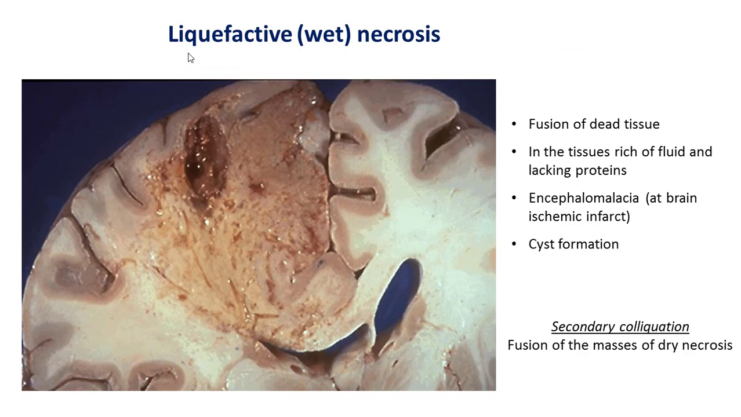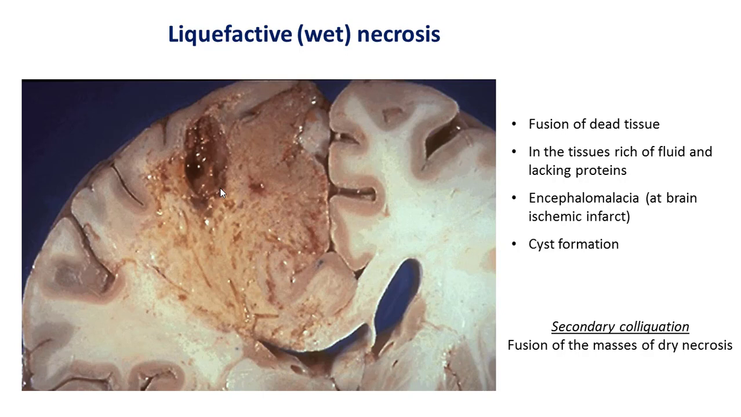The liquefactive or wet necrosis. The usual or typical location for wet necrosis is the brain. Under ischemic necrosis or infarction of the brain, this condition is called encephalomalacia, which indicates softening of the brain tissue at ischemic infarction. The softening of the tissue occurs due to fusion of dead tissue. Here we can see the ischemic area, the necrotized tissue, softening of the brain tissue which becomes yellowish, and appearance of a cyst in the necrotic area. The cyst formation is an outcome of wet necrosis in the brain.